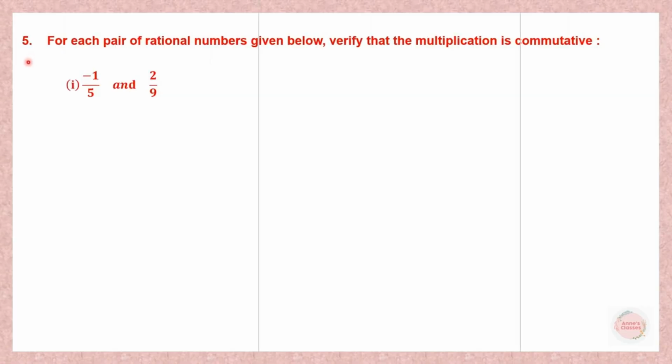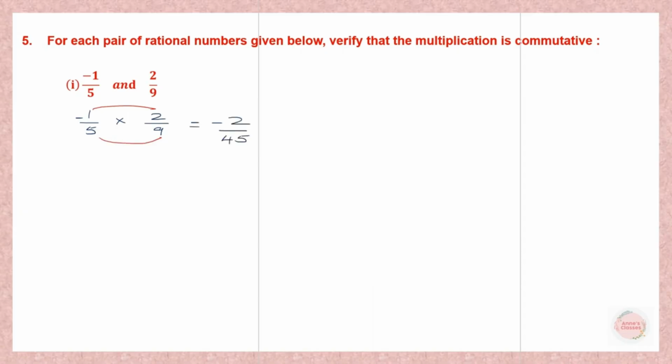Okay, so this is the commutative property of multiplication, which we are going to use in the next question. So question 5 says, for each pair of rational numbers given below, verify that the multiplication is commutative. Okay, so we're going to verify this and see, that is, first we'll multiply in the same order, then we'll change the order and multiply and see if the answers are the same. So here we have minus 1 by 5 into 2 by 9. Okay, we just have to multiply the numerators and the denominators. So minus 1 into 2 and 5 into 9. So minus 1 into 2 is minus 2 and 5 nines are 45.